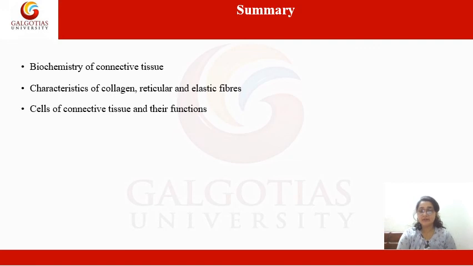So these were the fibers and the basic cells of our connective tissue. Now to summarize, we just read about the biochemistry of the connective tissue, its structure, its function, the types and varieties. We discussed the characteristics of the collagen, reticular, and elastic fibers. We also saw the main three cells of the connective tissue and their functions.